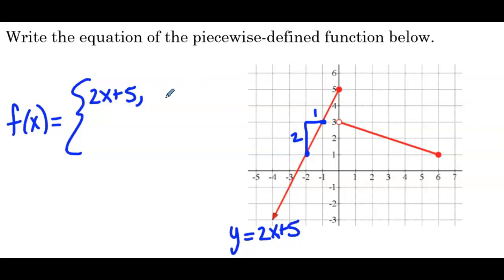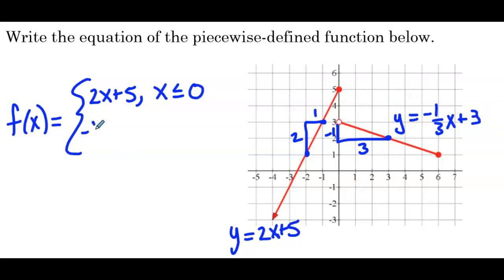So that's graphed when x is less than or equal to 0. I know equals because I have a closed point there. Now the second piece, so again we can write it in slope-intercept form because we have the y-intercept and the slope, so -1/3 and 3. Okay, so if I was to write the equation of just this piece, the equation would be y equals -1/3 x plus 3. So without the y equals, that piece is -1/3 x plus 3.